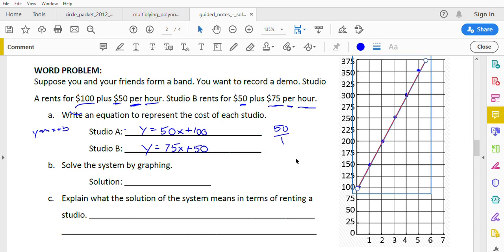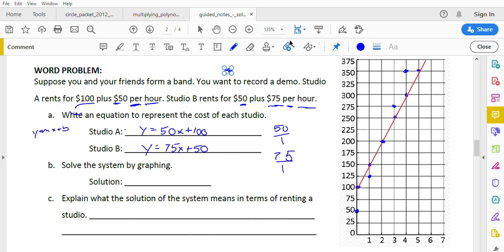All right. Good, and my second one, we're starting at 50 over here and we're going up by $75 an hour. So 25, 50, 75, 25, 50, 75. So again, this appears to have a slope of 3, but it's not a slope of 3, it's a slope of 75, right? 75 over 1. It's just to make it easier to do.